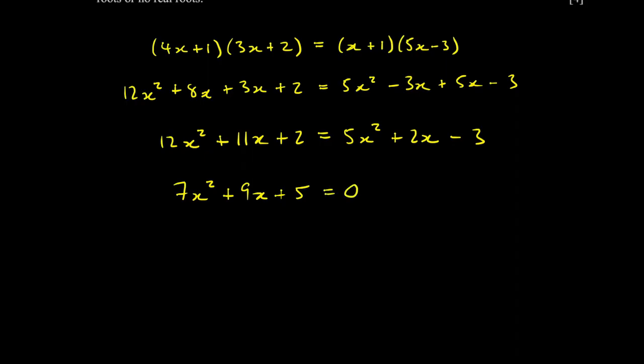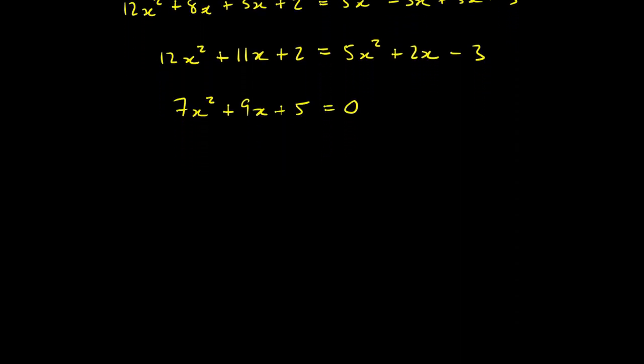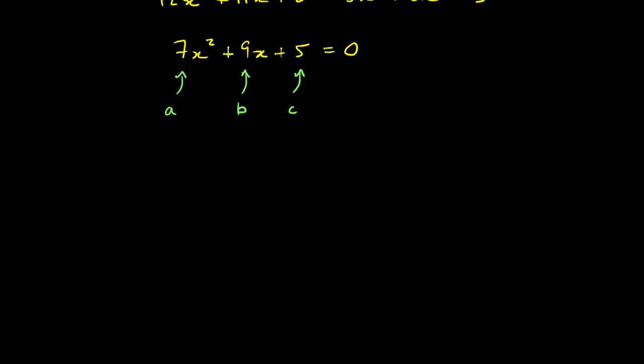Okay, so now this is a quadratic, isn't it, right? A quadratic where the value of a is 7, the value of b is 9 and the value of c is 5. So we're now going to calculate the discriminant, b squared minus 4ac. So b squared minus 4ac. So we're going to get 9 squared is 81 minus 4 times a, which is 7, times 5, which is our c. Okay, so we're going to get 81.